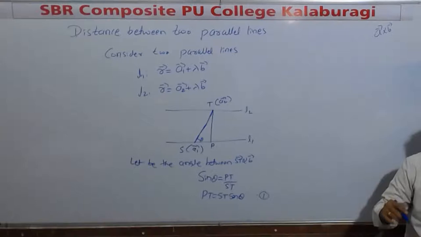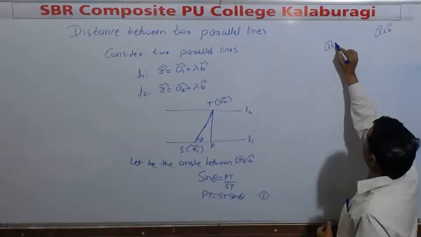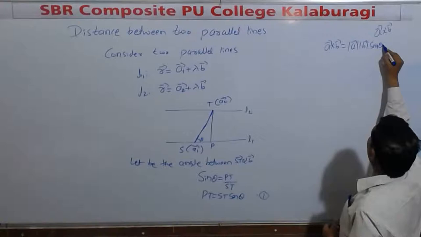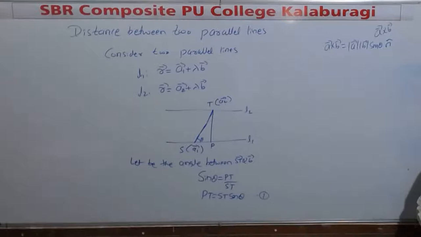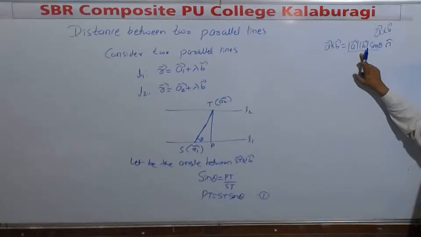Writing the determinant with A1, B1, C1, A2, B2, C2. Actually, the definition of A cross B is: if A and B are two vectors, then A cross B is defined as mod of A into mod of B into sine of angle theta into n cap. This is the definition of the cross product of two vectors. Why write n cap? n cap is the unit vector along A cross B. These are magnitudes. Mod of A is a magnitude, magnitude of B is also a magnitude, and sine theta is also scalar.